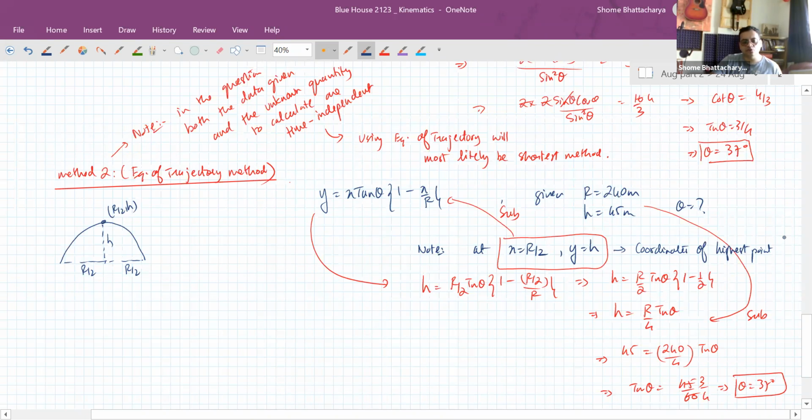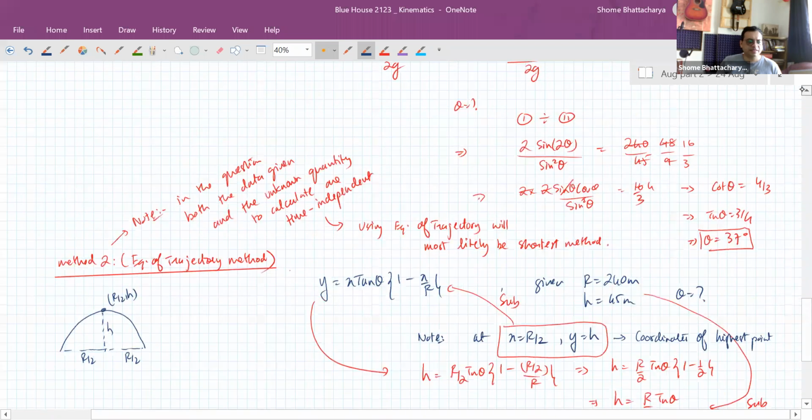Now this relationship will hold true for all projectiles, regardless of how much the range is, how much the maximum height is. For any projectile having a maximum height h in meters and range in meters, you can find theta from this relationship, that h is equal to r by 4 tan theta. Now suppose, so hope this question is clear, people.